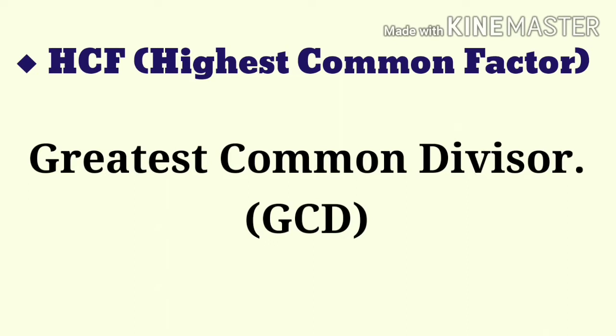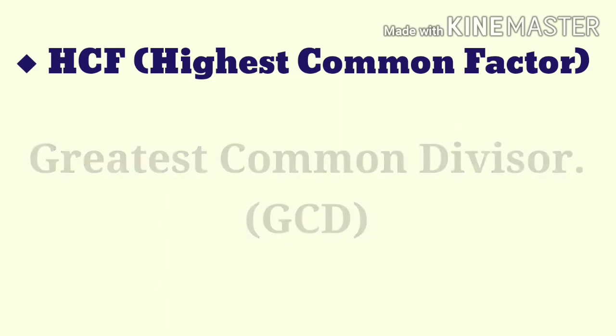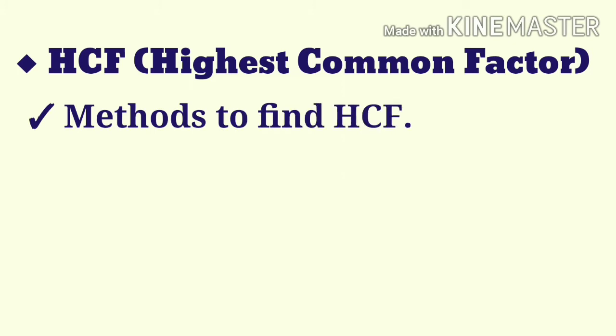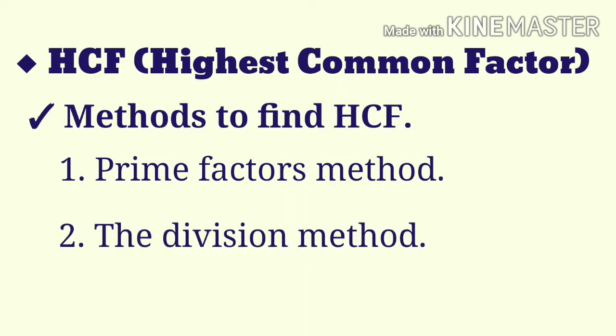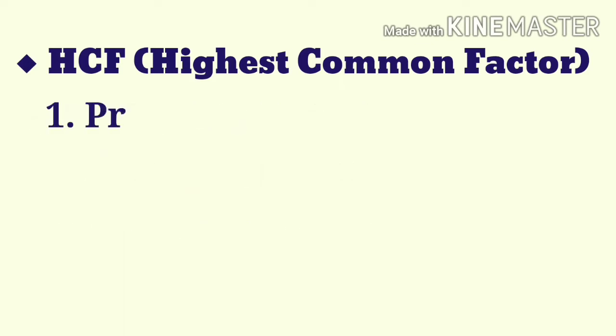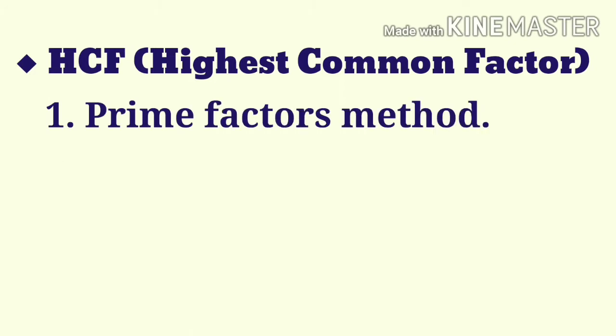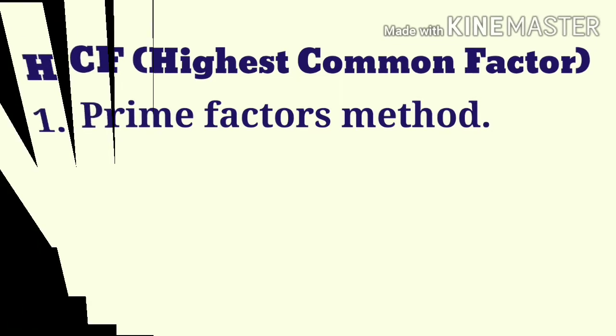The HCF or the GCD of given numbers is their greatest common divisor or factor. Today we learn two methods to find HCF. First is the prime factors method and second is the division method. So let's see one by one. First see the prime factors method. It is easy to find the HCF of numbers by first factorizing all the numbers. So see examples of how to find HCF of given numbers by the prime factors method.